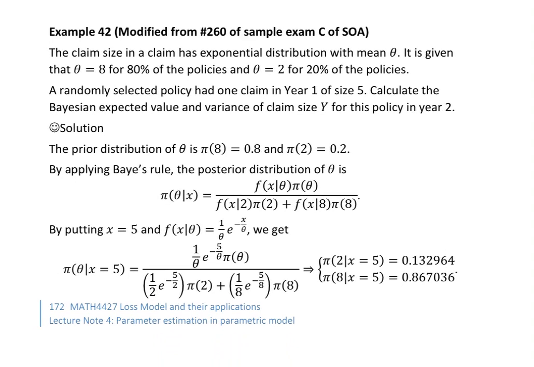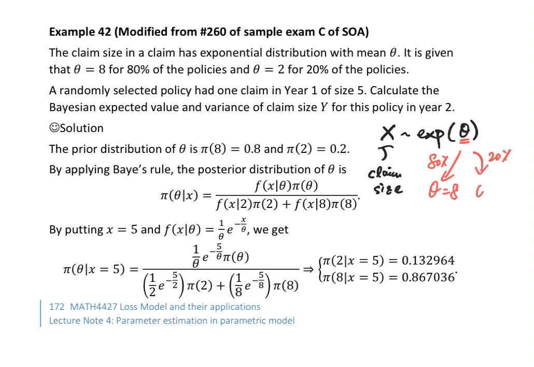Okay, so here in this example 42, we consider a scenario that the claim size in a claim event has an exponential distribution with parameter theta. You are also given that this theta is a random variable, which with 80% probability equals 8, and with 20% probability equals 2. Okay, so that is how you should read that.